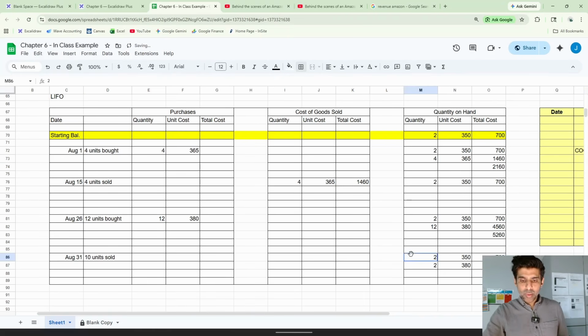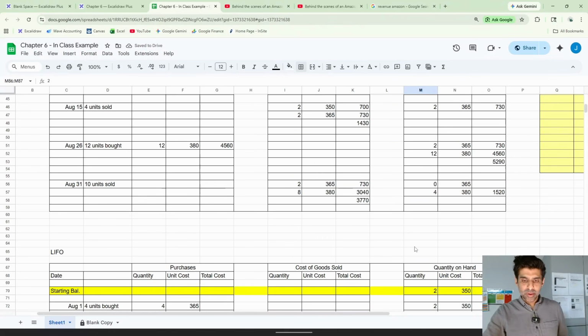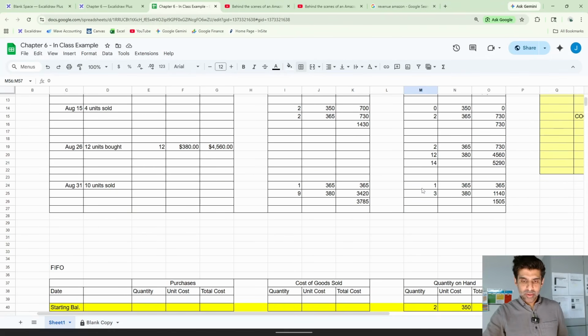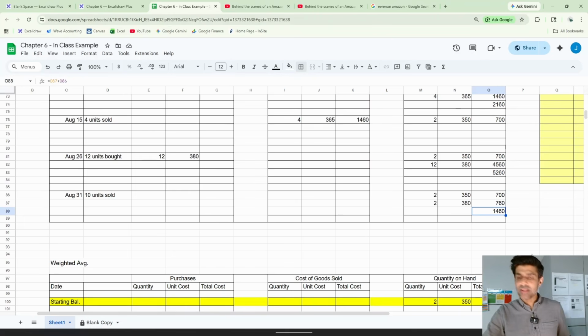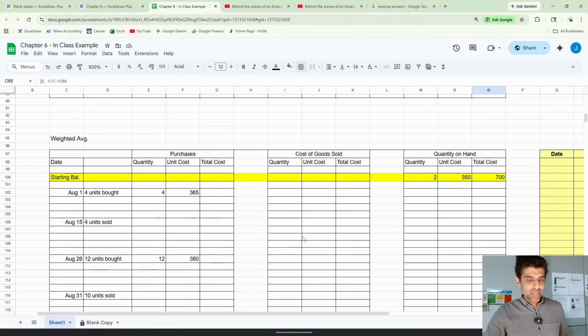Okay, so in all the cases, we have 4 units left. 4, 4, 4. Same number of units, but different value because we've been costing them differently. This one has 1505. This one is 1520. This one is 1460. Everyone see that? Everyone agrees? Same number of units, but the balance sheet is going to have a different ending balance for inventory because the cost of goods sold has been different for each of them. Makes sense? Okay, and then weighted average.